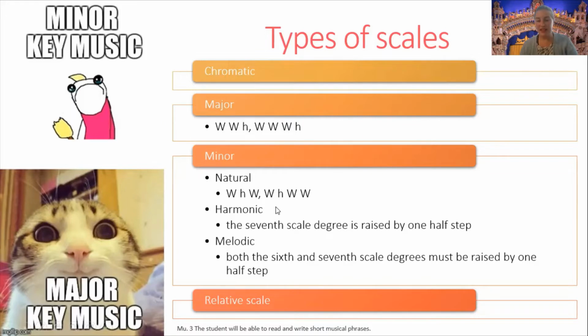Harmonic: the 7th scale degree, so if you count 1, 2, 3, 4, 5, 6, 7, is going to be raised by 1/2 step. It's going to have a sharp on it. Melodic: the 6th and the 7th are going to be raised, so they're going to have sharps on them.